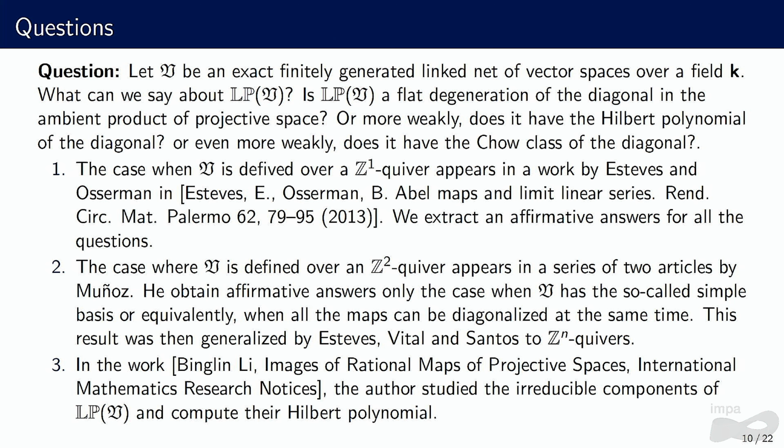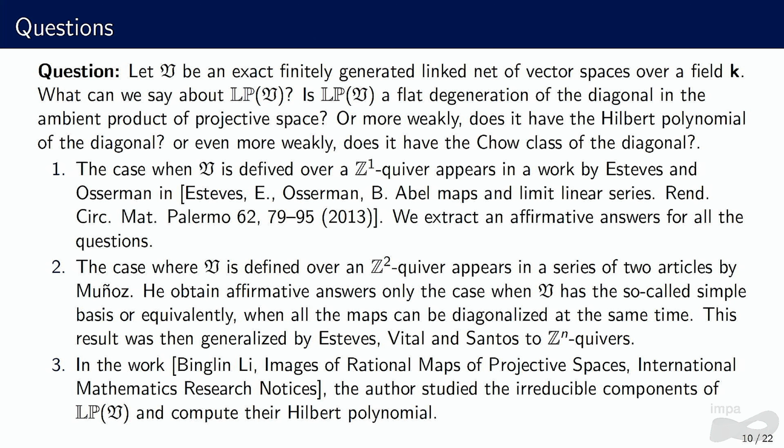The case for Z2 quivers also appears in a series of two articles by Gabriel Muñoz, but he showed that the linked projective space is a flat degeneration of the diagonal only in the case when it has the so-called simple basis. Then the result was generalized by Esteves, Vital, and Santos to the case of ZN quivers. So for those representations where all the maps are diagonal, we know that they are flat degenerations of the diagonal. But we don't know what happens in the general case. And actually, sadly, I think most of these kinds of representations cannot be diagonalized.